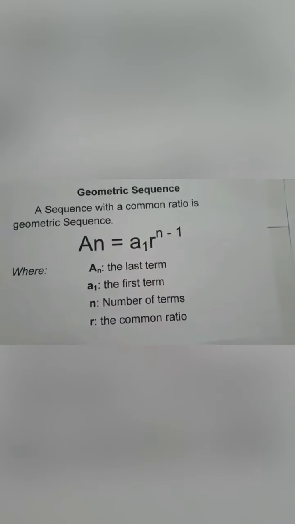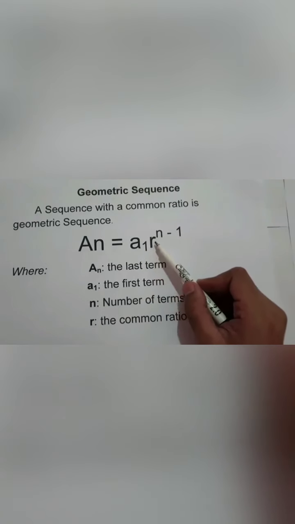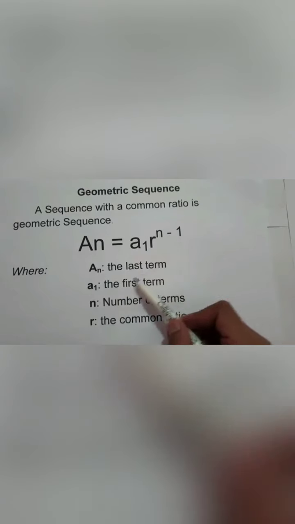Since we already know how to find the common ratio and how to find the next three terms, let us proceed to the formula of geometric sequence. So the general formula for geometric sequence is a sub n equals a sub 1 times r raised to n minus 1, where a sub n will be the last term, a sub 1 will be the first term, n is the number of terms, and r is the common ratio. So let's have an example.